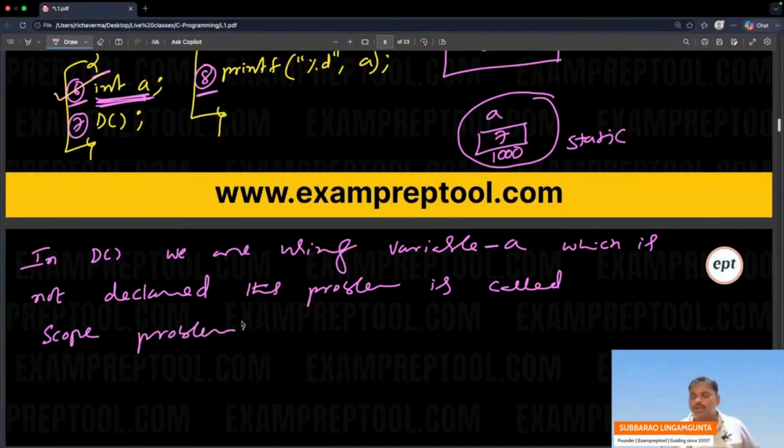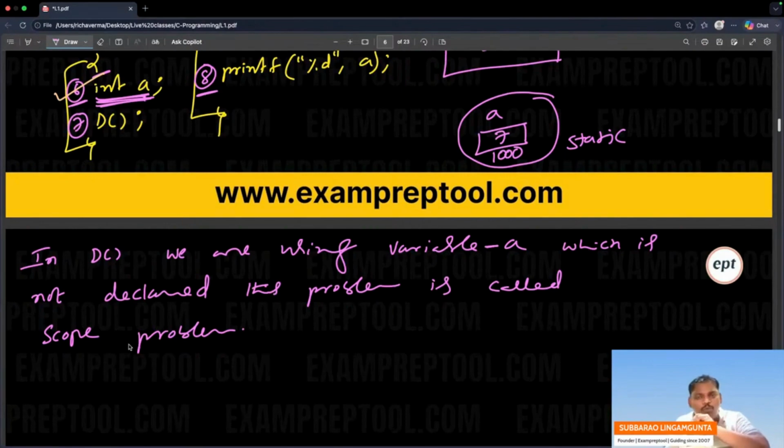This problem is called a scope problem. You are using someone who is not available. In the D function, we are using variable A, which is not declared. This is called a scope problem.